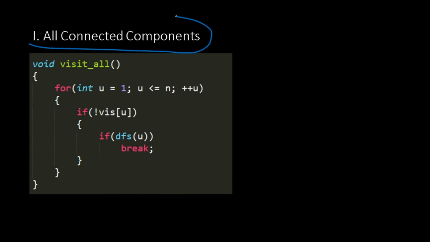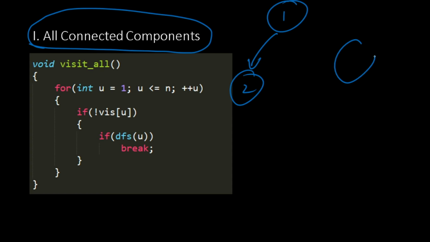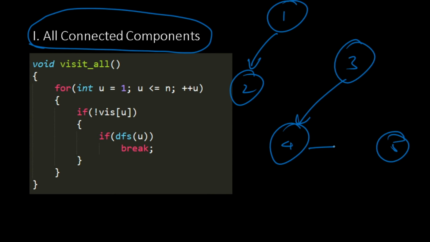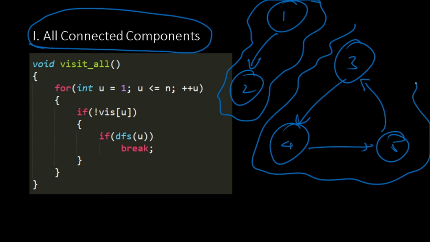There is one more important concept. We are supposed to check all connected components. Why? Consider this graph. In this graph, there is a cycle 3, 4, 5. But if we start DFS from here, there is no cycle. So in other words, for each and every connected component, you are supposed to check for the presence of a cycle. How do you do that?